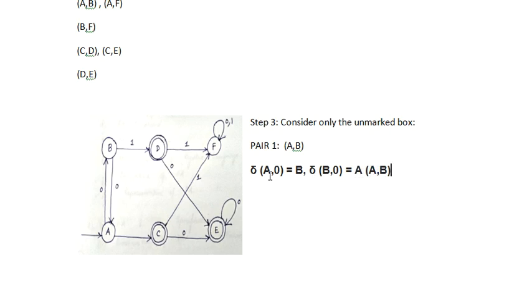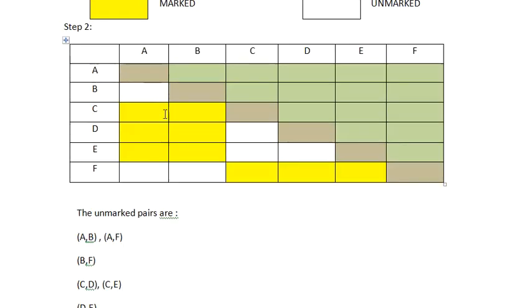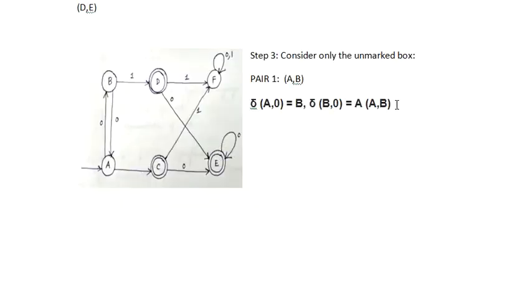Because for A on seeing 0, I got B, and for B on seeing 0, I got A. So finally what pair did I get? I got A and B. Earlier, was it marked? Let me check. Earlier it was not marked. So if it is not marked, then leave it as it is.